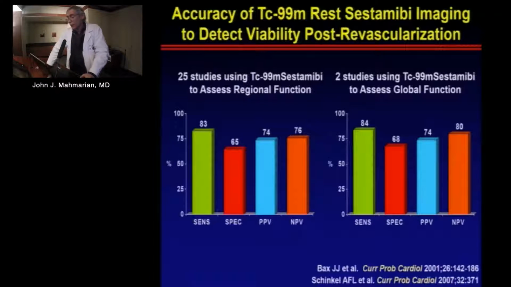This is looking at the ability of technetium using sestamibi to detect viable tissue, and again you can see it's very similar to what you see with thallium. You have sensitivities in the 80s, you have specificities that are in the 60s. And you have positive predictive values somewhere around 70%.